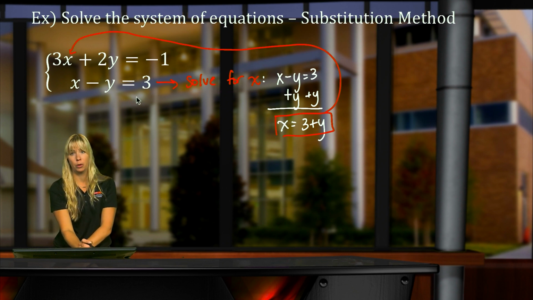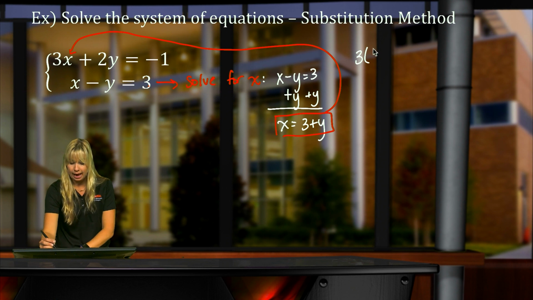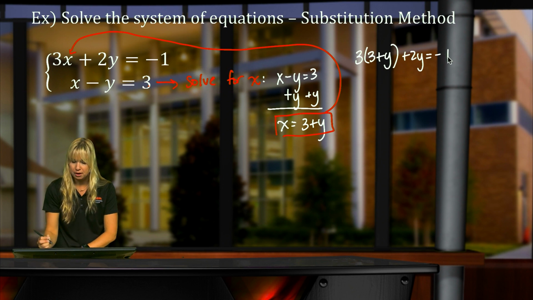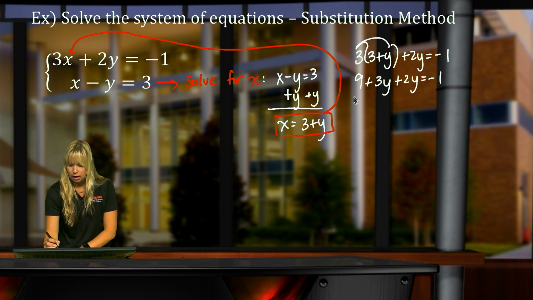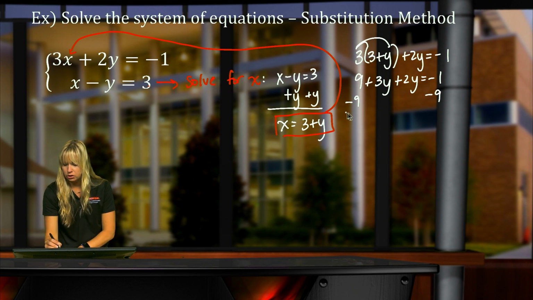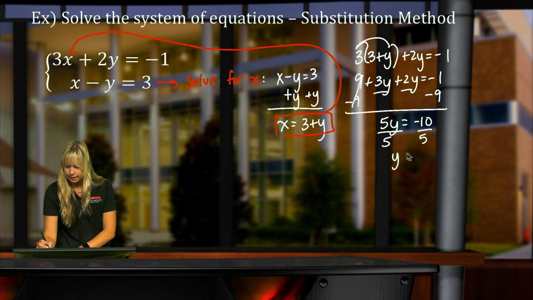Notice I began working with equation 2 and I substitute back into equation 1. So this looks like 3 times, instead of x, 3 plus y, plus 2y equals -1. Distribute the 3. 9 plus 3y plus 2y equals -1. I'm going to subtract 9 and also combine like terms all in one step. So we have 5y equals -10. Divide both sides by 5. Y equals -2.